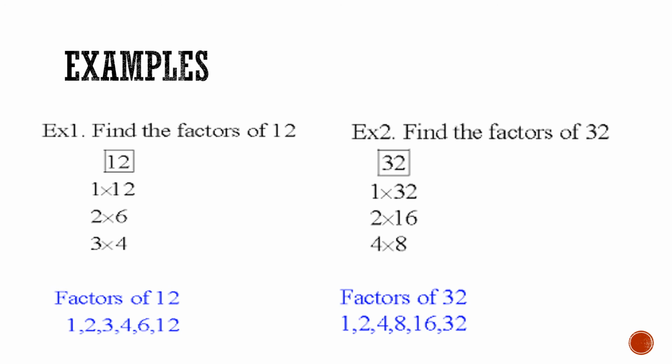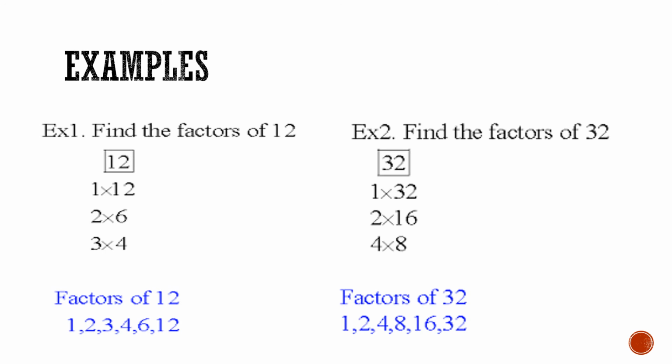So what are the numbers? Similarly, 12 into 1, 6 into 2 and 4 into 3, they are the same, so we will not write them again. So the factors of 12 are 1, 2, 3, 4, 6 and 12.